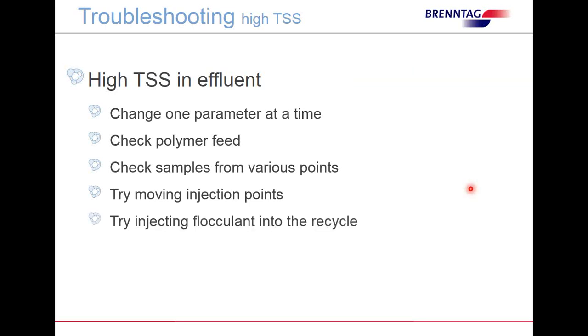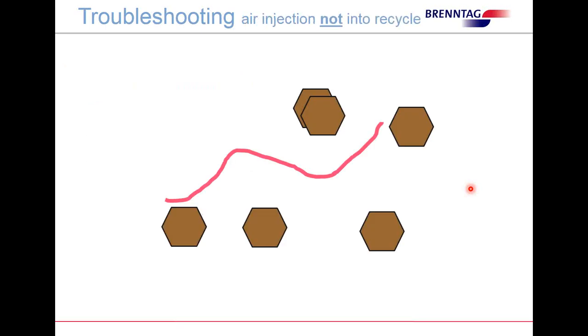This is a biggie. Try injecting the flocculant into the recycle. This has helped me out more times than not in a DAF unit. Let me explain what I'm talking about. If we think of this red as being the flocculant, a long strand of flocculant, whose job is to bring these pin flocks together, making them larger for better removal in a DAF unit.